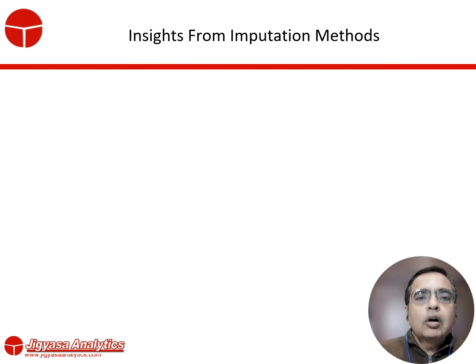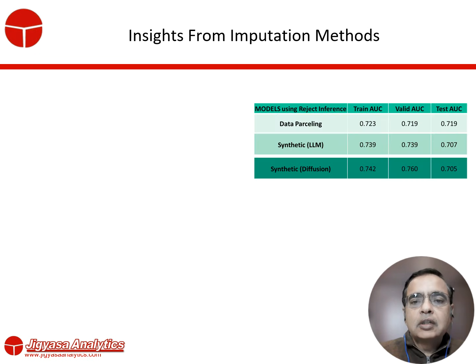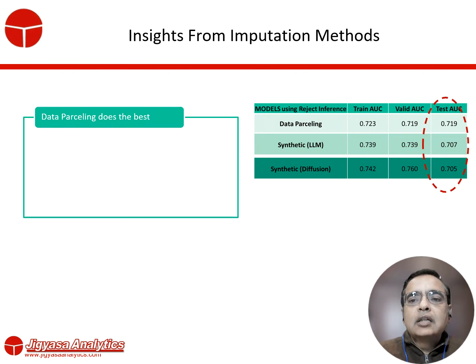Let us now talk about the insights we obtained from our experiments where we did not generate new synthetic rejects but rather imputed the performance on the rejects that were already available to us. In this case, we see that on the holdout sample, data parceling does much better than the AI methods which we applied. Why is that?